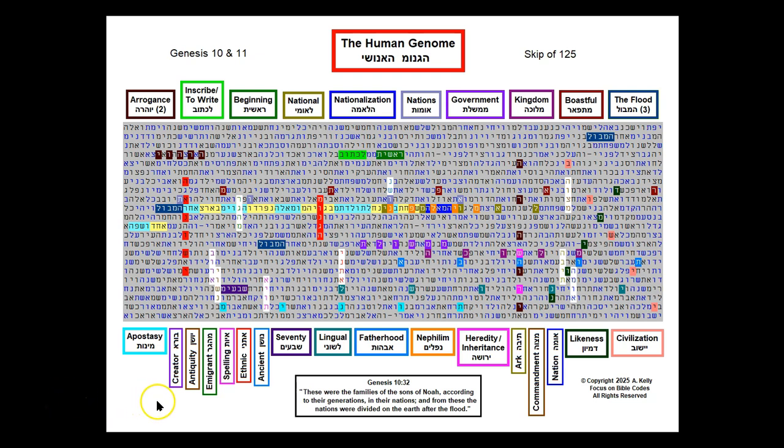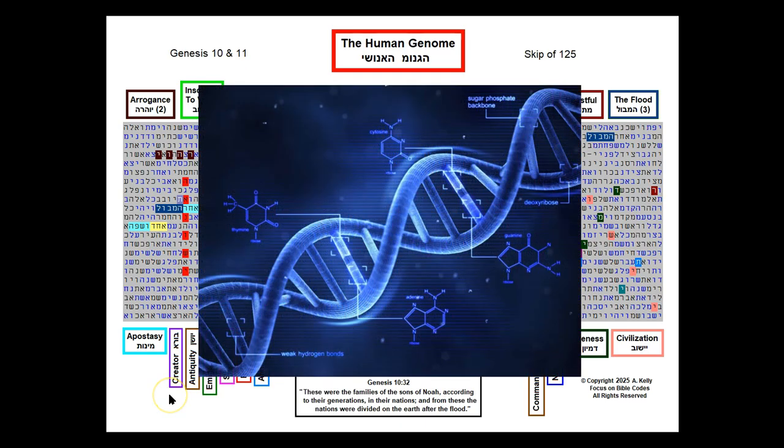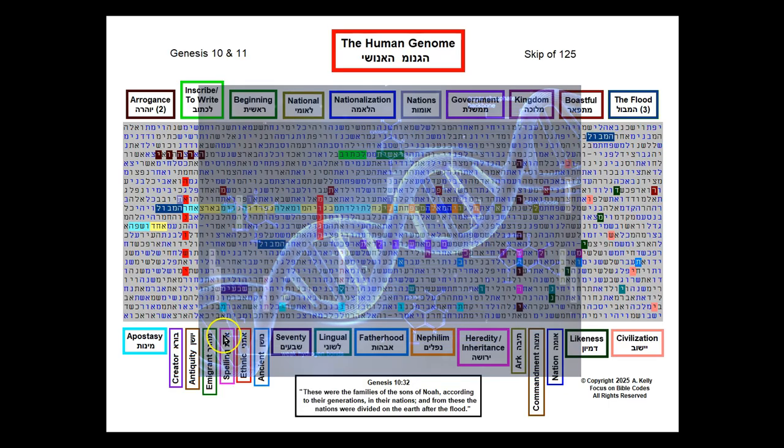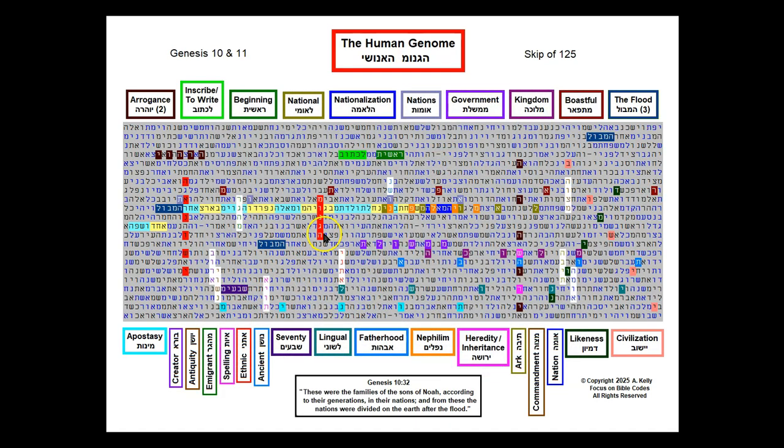Shalom. Today I'd like to show you a Bible code about the human genome. The human genome refers to the complete set of genetic information that is encoded within the DNA of a human organism. The access term is right here in the red, the genome, and it's at a letter skip of 125.